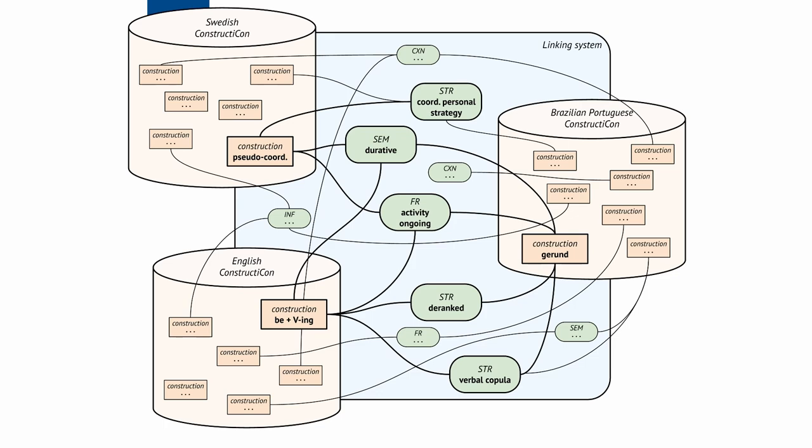In Brazilian Portuguese, you would do the same thing with a gerund, which is also using a verbal copula and a gerund form of the verb to express this meaning. In Swedish, we would have a pseudo-coordination. So instead of I am reading, you would say I sit and read. So it's really one event, but you have two coordinated verbs. So it's also tied to durative semantics and activity ongoing. But instead of these strategies, it's linked to a coordination strategy. So that's basically how the multilingual model works.